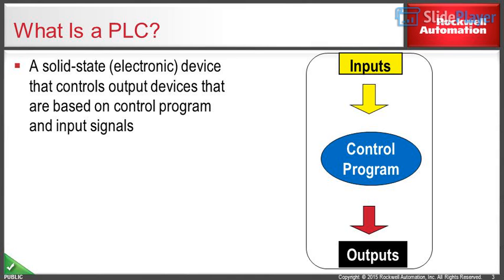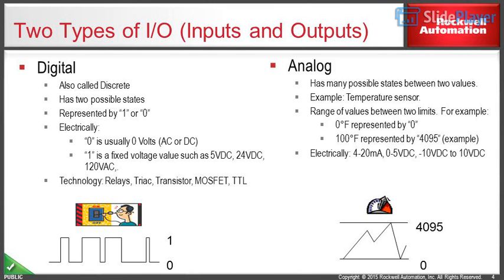A solid-state, electronic device that controls output devices based on a control program and input signals. Inputs, outputs, control, program. Two types of I/O: inputs and outputs. Digital, also called discrete, has two possible states, represented by 1 or 0. Electrically, 0 is usually 0 volts, AC or DC. 1 is a fixed voltage value such as 5 VDC, 24 VDC, 120 VAC.